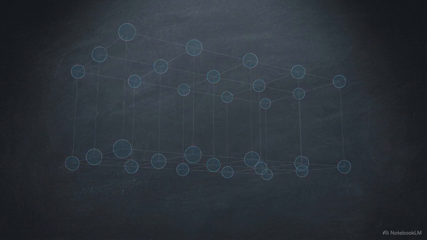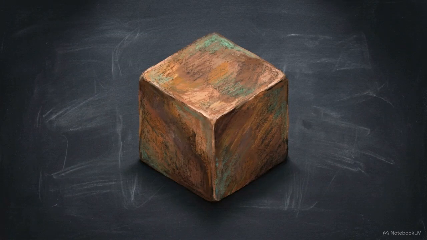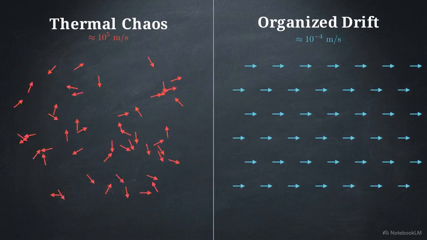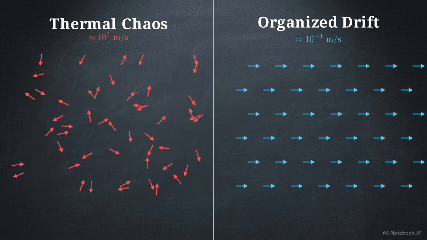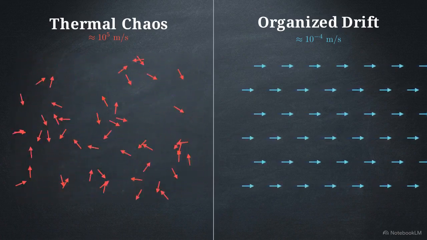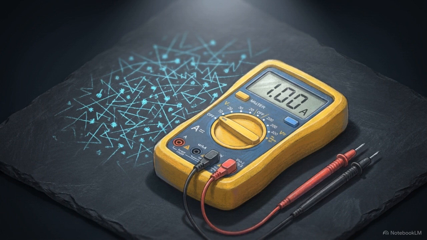We began with a seemingly perfectly still metal, only to uncover a violently chaotic thermal storm, moving at 10^5 meters per second. By applying a field, we coaxed that chaos into a highly organized, but incredibly slow, 10^-4 meters per second drift. Every single amp of current measured in a laboratory or household circuit is merely the sum of trillions of these tiny, constantly interrupted subatomic steps.